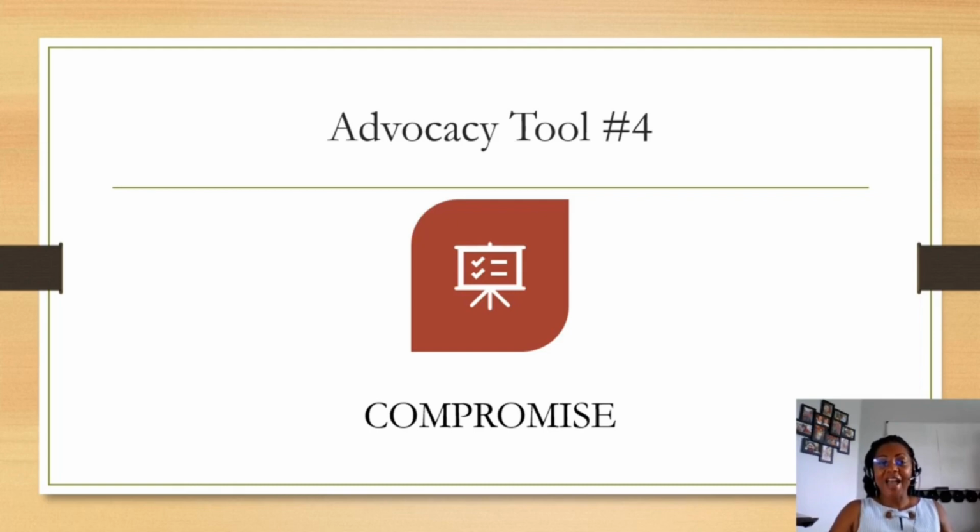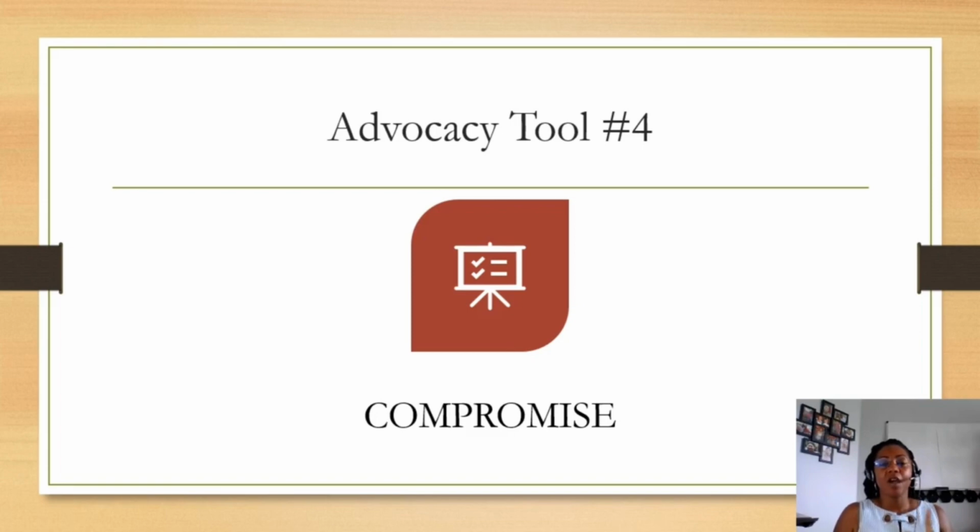Okay, so we're back and we're talking about the last advocacy tool that we're going to go over today that you need to have in your box. I'm telling you, when you get the foundation of these four tools, you can build mountains, and it's called compromise.